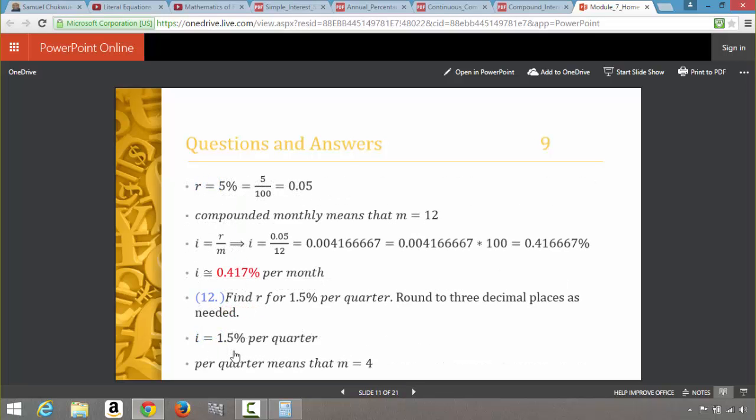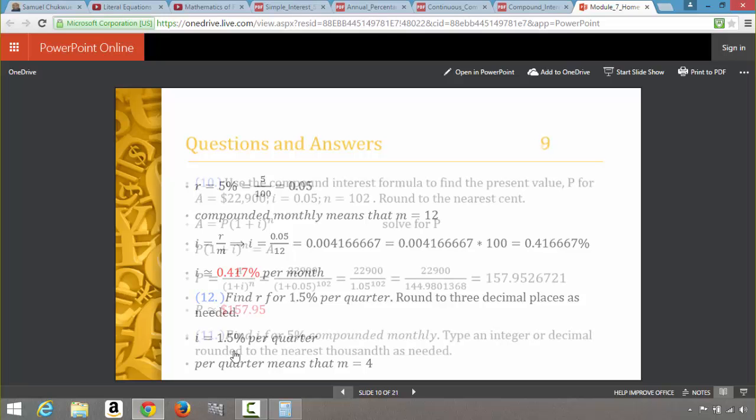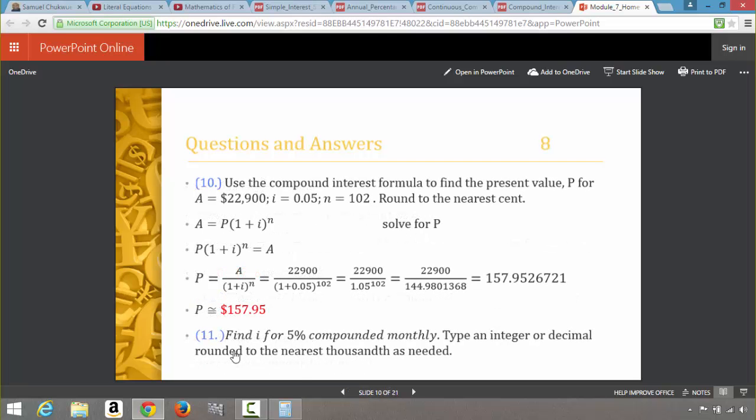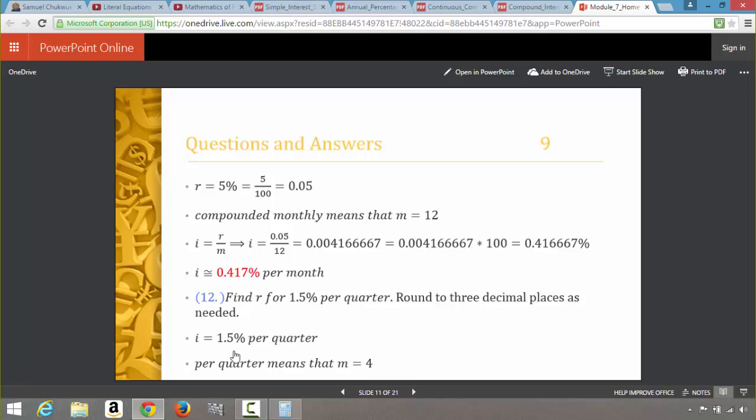And then you just divide it. And of course, you have to convert to percent. This means 0.417% per month. I want to say this: they say round to the nearest thousandth as needed. So this means 3 decimal places. There you go.